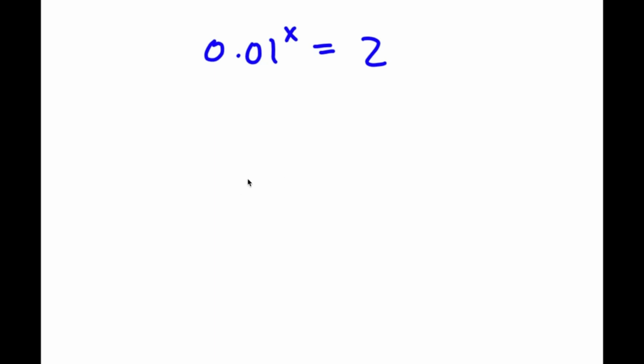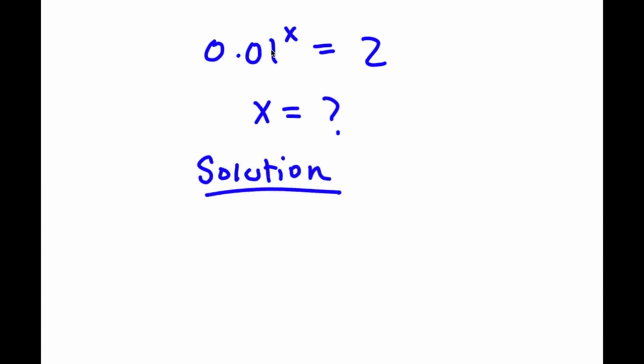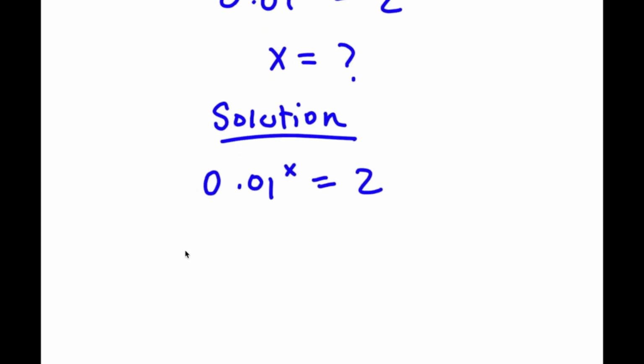Alright, so in this problem, I have 0.01 to the power of x is equal to 2. So I want to find the value of x here. So for my solution, first start with 0.01 to the power of x is equal to 2. Now I'm going to take the log on both sides. So now I have log 0.01 to the power of x is equal to log 2.